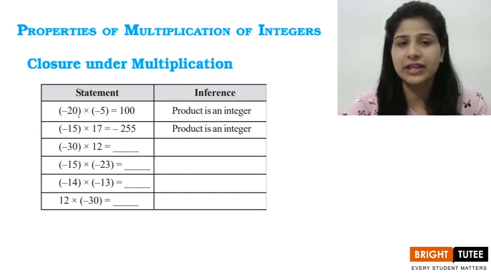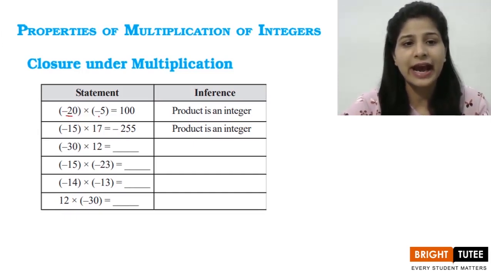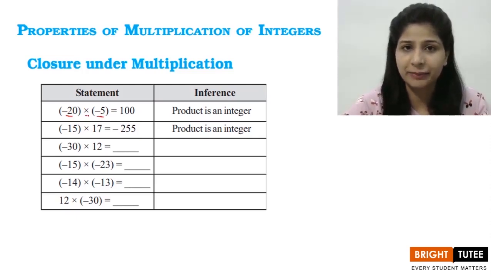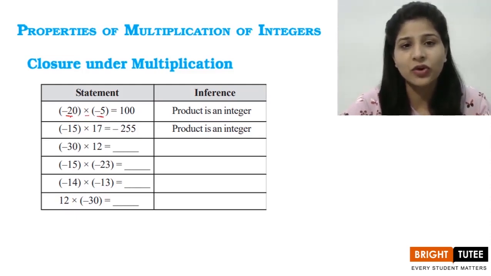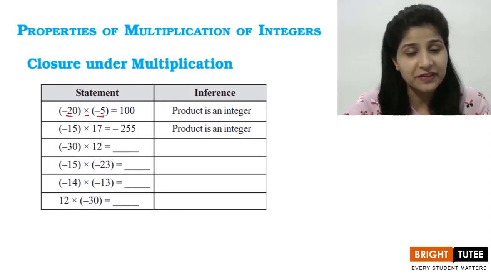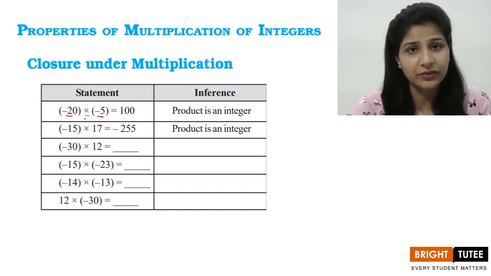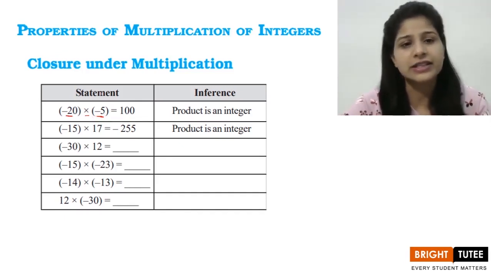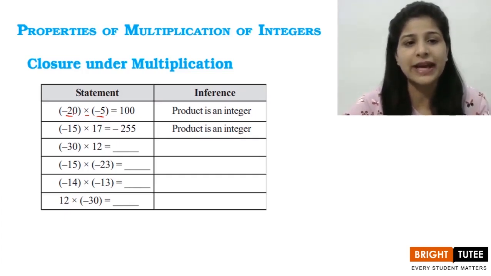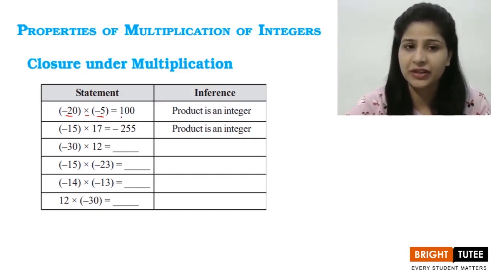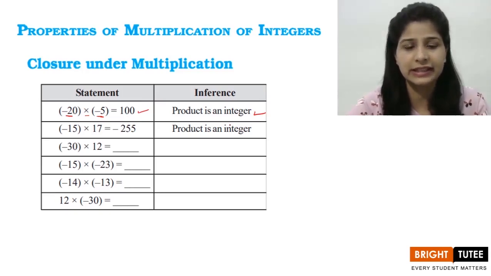In the first one, as you can see, minus 20 and minus 5, we are multiplying them. Minus 20 is what? An integer. Minus 5 is also an integer. And we see the negative sign is how many times? Odd number of times, even number of times? We see there are two negative signs, right? That means even. So the answer is going to be positive. So we'll just multiply 20 and 5 as whole numbers. So 20 into 5 gives us 100. 100 is an integer? Yes. So written here, product is an integer.